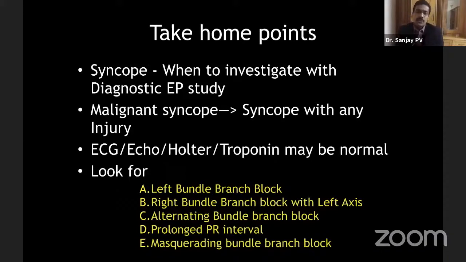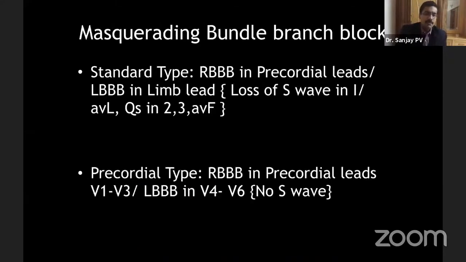You look whether the patient has a baseline bundle branch block, either left bundle branch block or right bundle branch block with left axis, meaning it's a bifascicular block. You have alternating bundle branch block, which Dr. Javed had shown. And you have baseline prolonged PR interval. And you have something called masquerading bundle branch block also. So we'll just talk about what masquerading bundle branch block is.